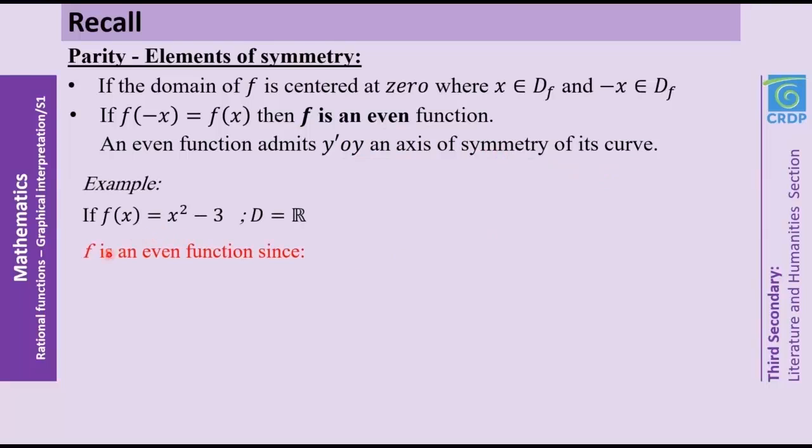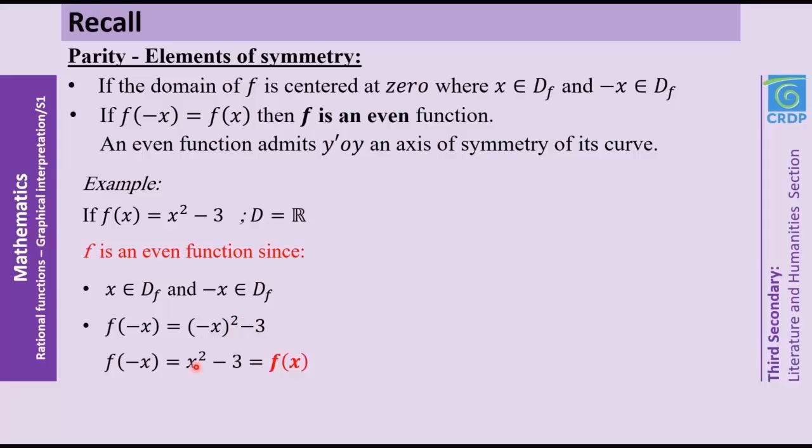Let's solve an example. Here we have f of x equals x squared minus 3, and its domain is the set of R. f is an even function because x and minus x both belong to the domain of definition of f, and f of minus x equals minus x all squared minus 3, which is the same as x squared minus 3. So f of minus x is equal to f of x.